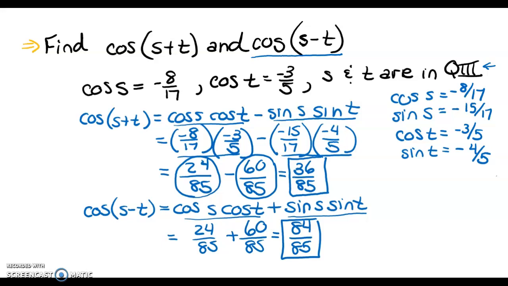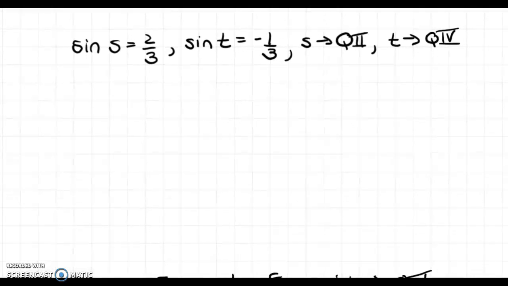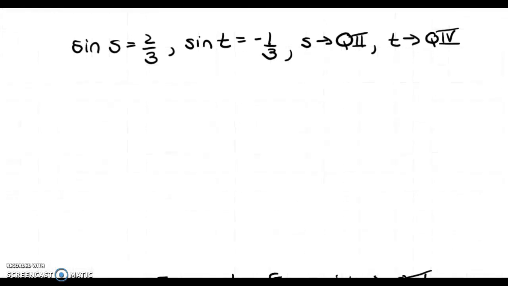This video is a continuation of the last video, and in this section we are finding the cosine of s plus t and the cosine of s minus t given certain information. So in this example we were given the sine of s and the sine of t. So I'm going to write that information over here. The sine of s equals 2/3. The sine of t equals -1/3.